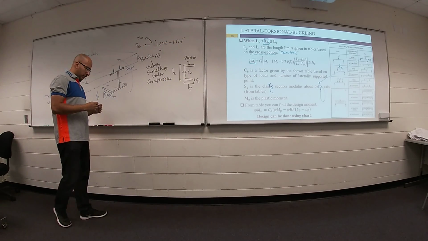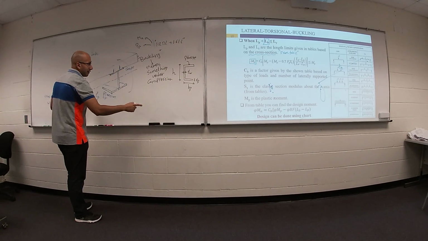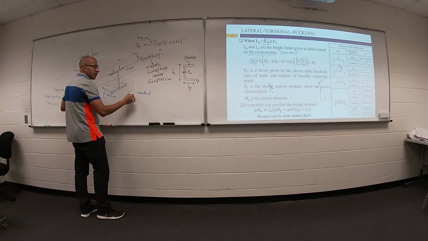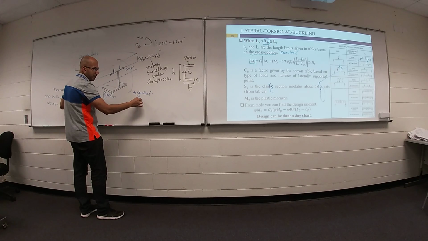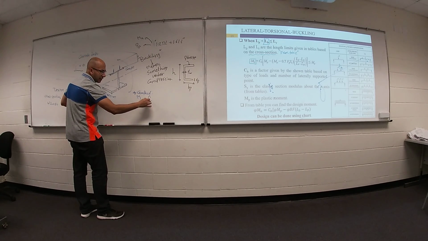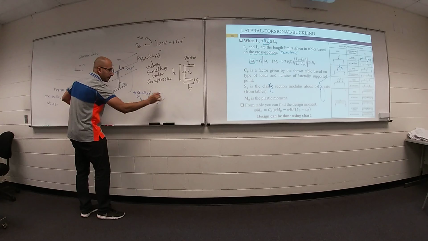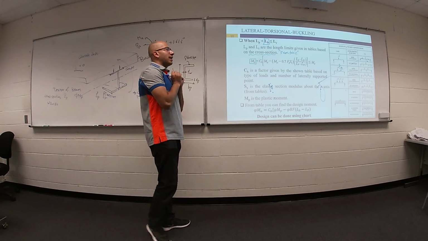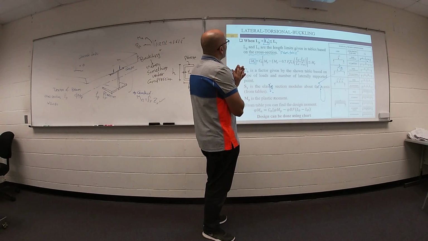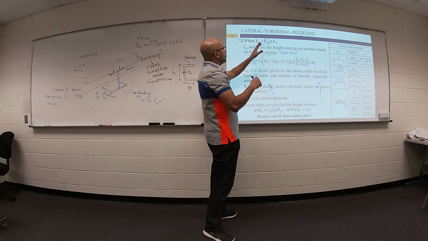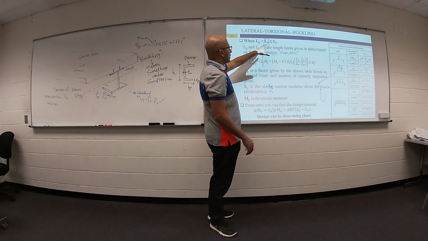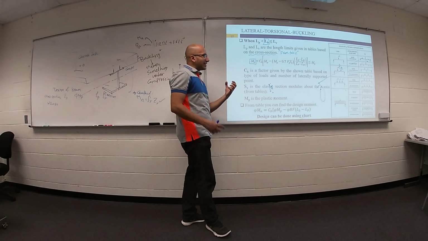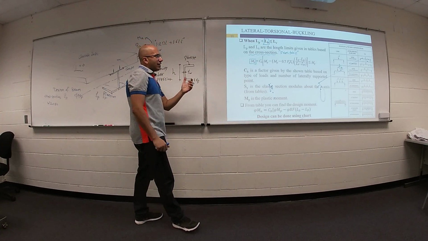Your equation becomes more complicated. In the first case, your cross section is compact, everything is good, and the nominal moment equals F yield times ZX, that's all. But if your cross section is non-compact and we have an issue with lateral torsional buckling, which means your unsupported length is in between these two values, then your nominal moment becomes more complicated using this equation.